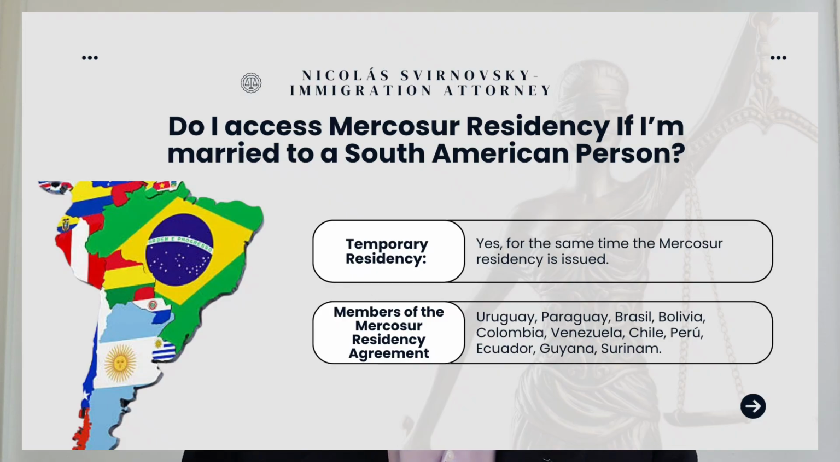Then we have another really frequently asked question which says, if my partner is from a South American country, am I entitled to have a Mercosur residency? The answer is yes. If your partner comes from any South American country except French Guiana, and it's a signatory member of the Mercosur Treaty of Residency, you will be entitled to have the same residency as your partner or spouse, okay? So, after your partner applies, you will be able to apply at the same time, okay, to have a similar residency. So, as the Mercosur residency is issued for 2 years, you will also be issued a temporary residency valid for 2 years and with the possibility to renew.